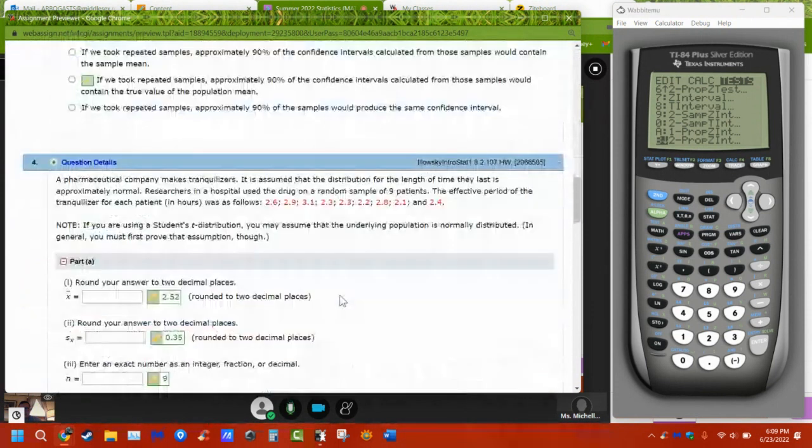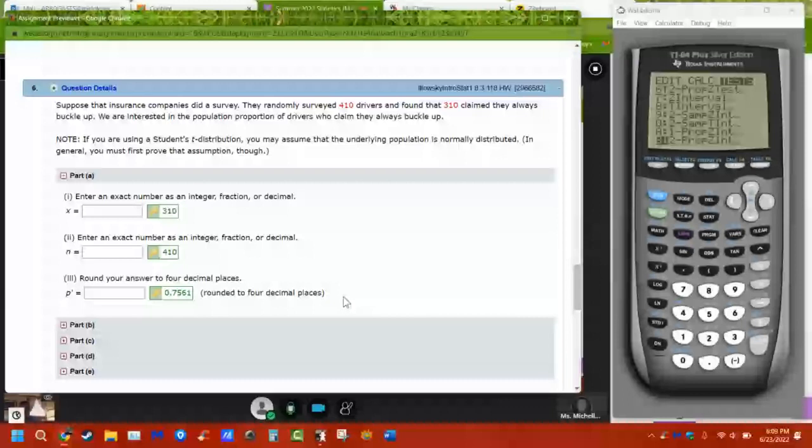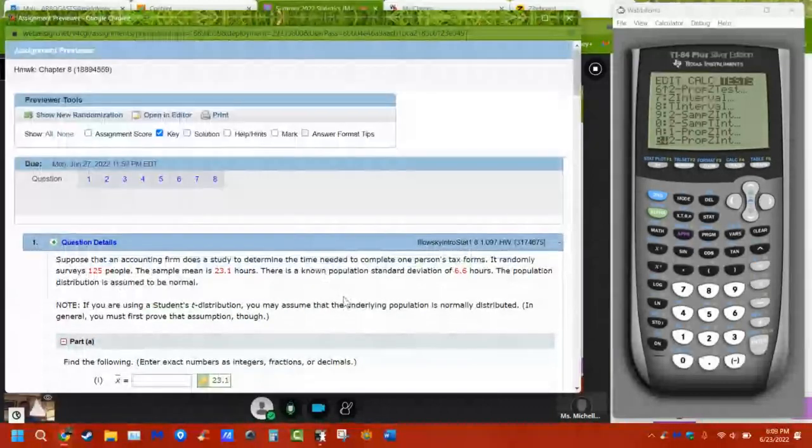It's weird that this doesn't have the null and alternative hypotheses.